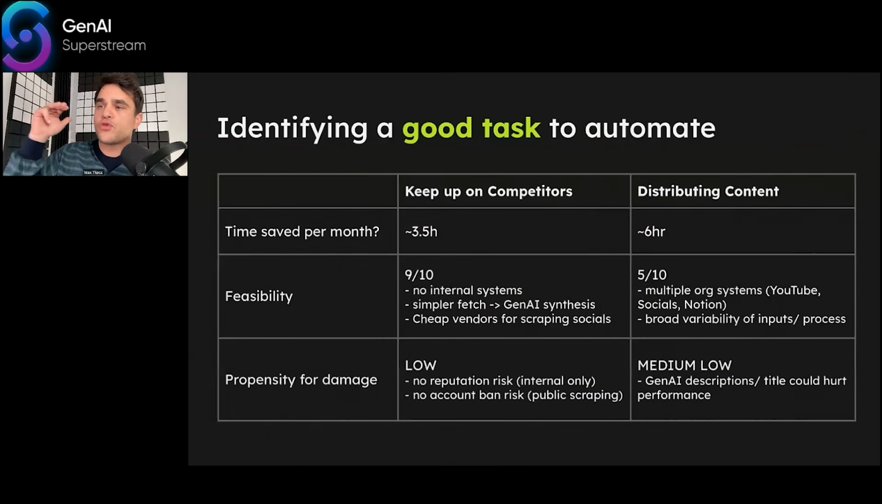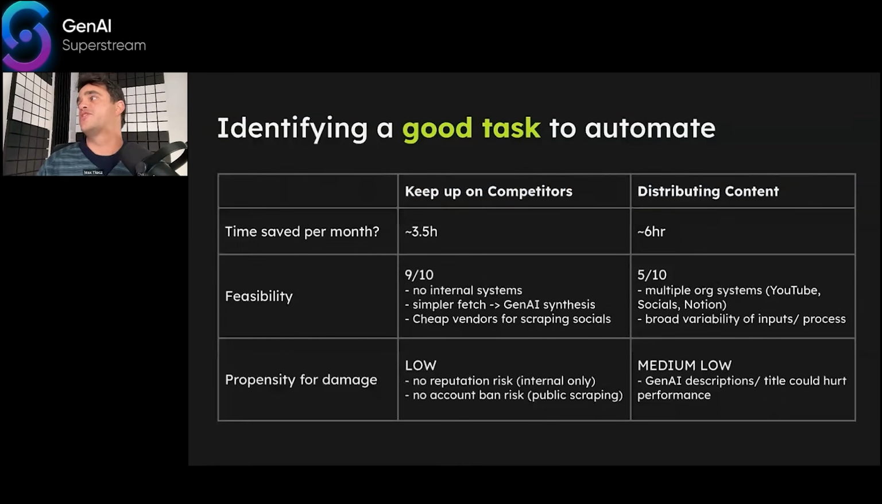We can then go through those different dimensions I referenced earlier and think about how much time those take per month or how much time they could be saved by automating that, the feasibility of doing so, and the propensity for damage. So between these two tasks, distributing content and keeping up on competitors, I think keeping up on competitors is far more feasible. It's pulling some stuff from public sources and basically using AI to categorize that and turn that into something chunkable and readable. It also doesn't interact with my own systems or interact with customers itself.